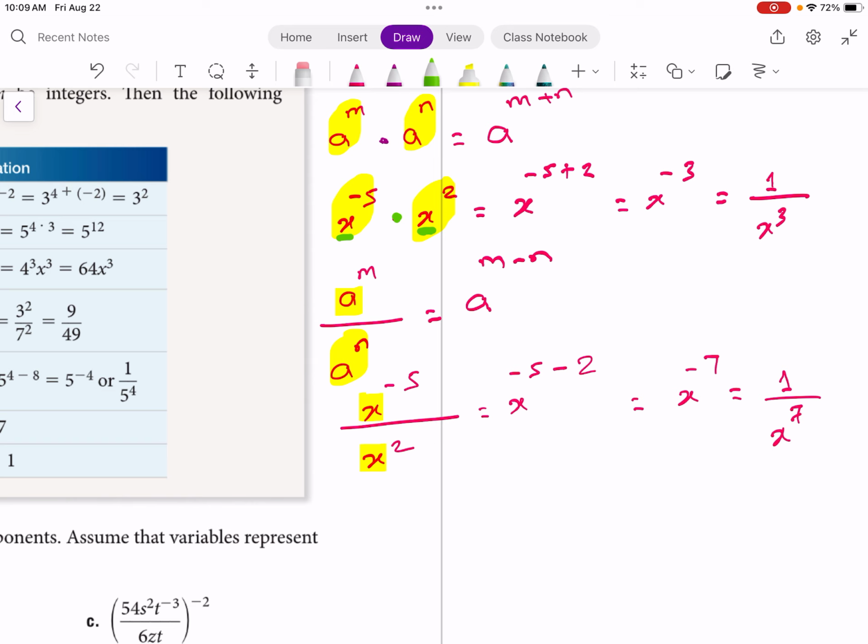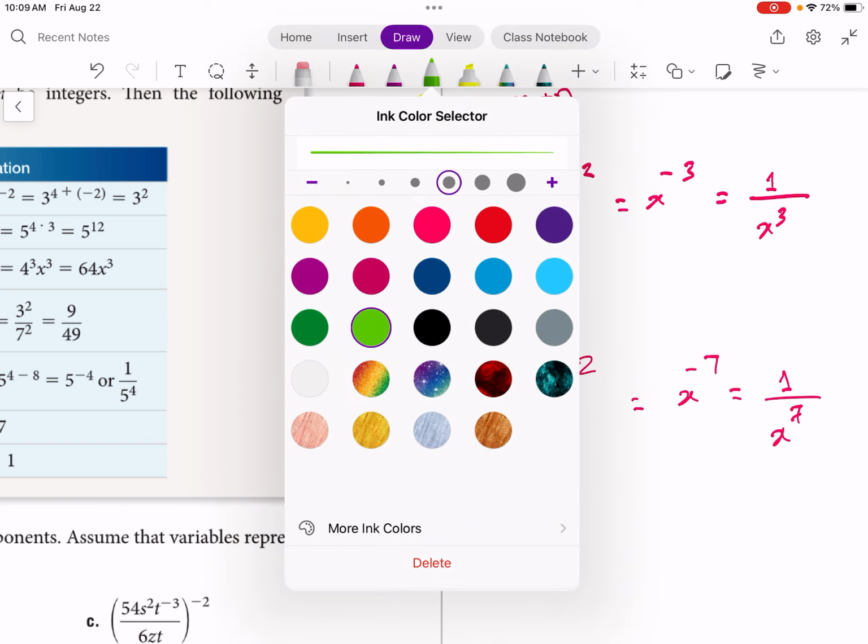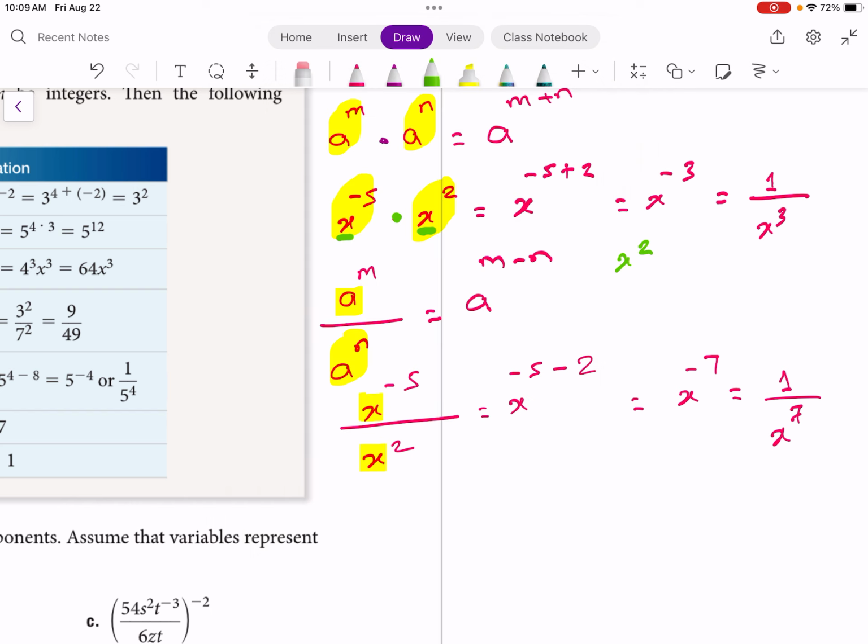Instead, if we had something like x squared divided by y squared, can we simplify this expression? What is common in the numerator and denominator? The exponent is the same, but is the base the same? The base is not the same, so there is nothing we can simplify. This is the simplest form. We are always looking for a common base. Only if we have a common base can we use these properties.